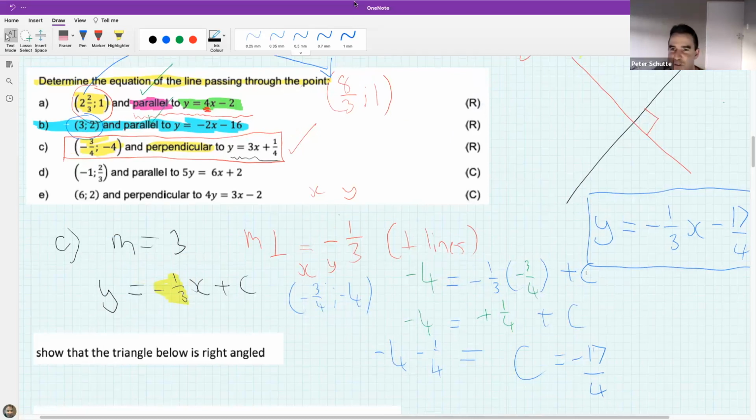Now, what I want to say is, if you got a little bit confused there, don't worry. You had every right to be confused because instead of choosing the point that was in the question, I chose the point below, which sometimes does happen, but just make sure that you understand why the point is minus 3/4, minus 4. Okay.